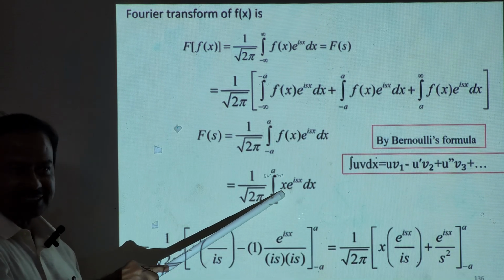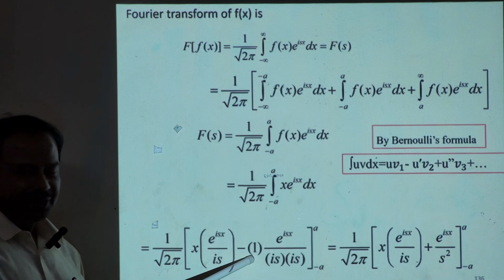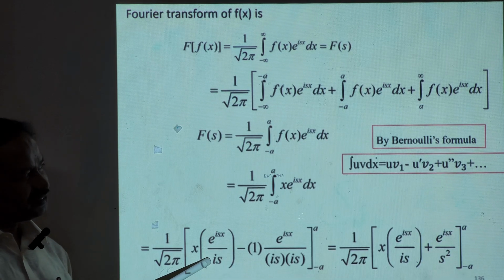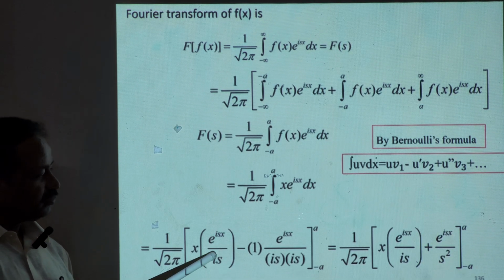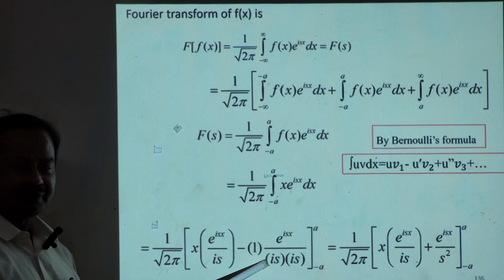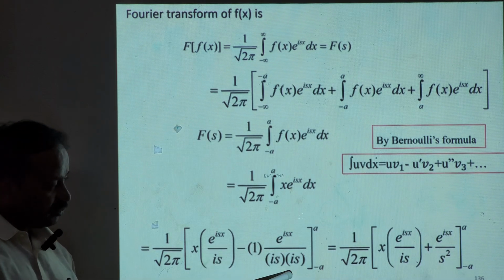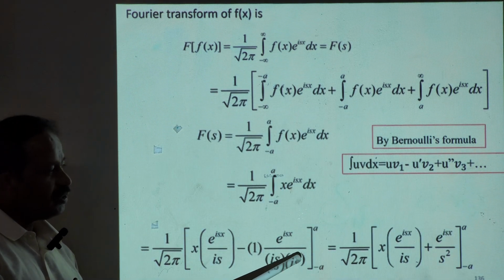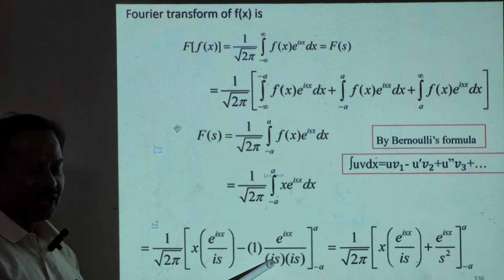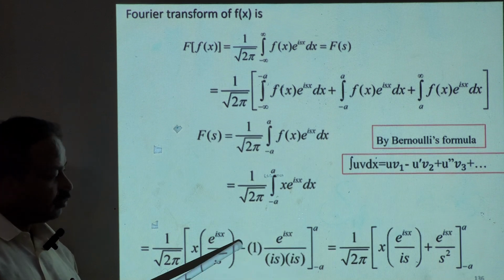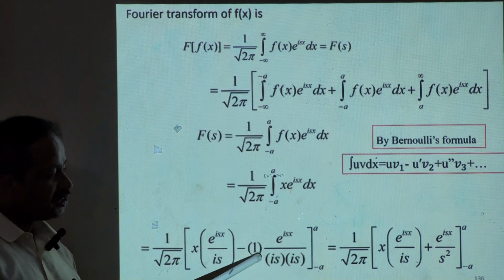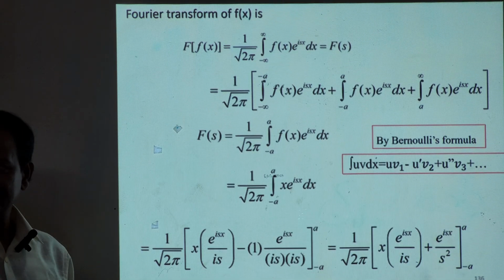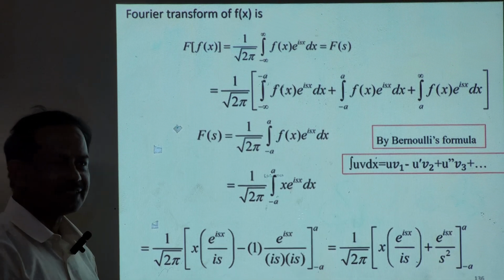You have to differentiate x, that will give you 1. You will have to integrate this. So this is v1, you have to integrate. So v1 becomes e power isx divided by is squared. One more is, and one more is will give you i squared minus 1. One minus is there, plus. So this becomes plus a squared, see, this becomes plus a squared. And this is as it is like this.